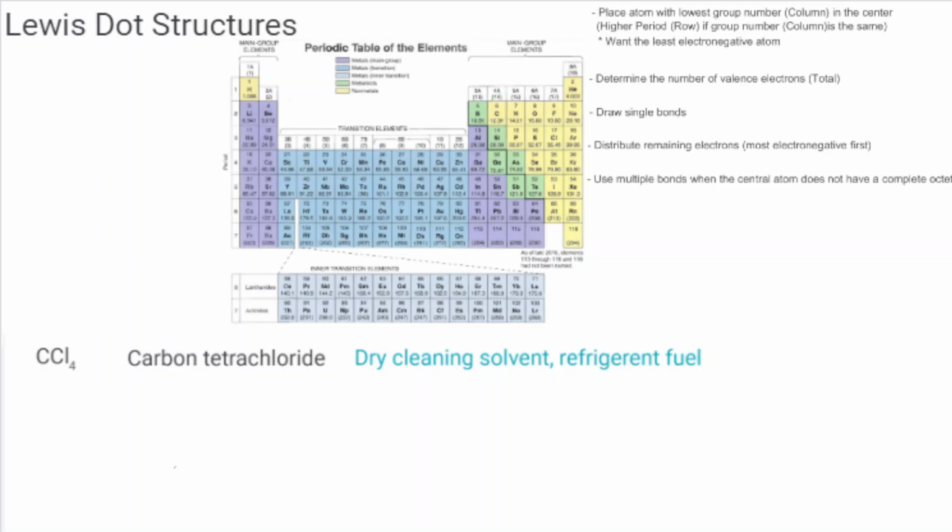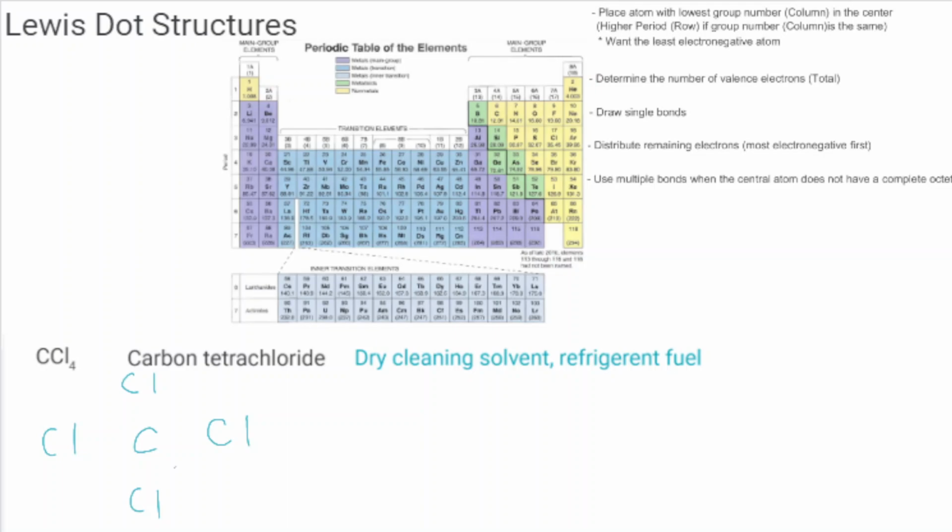So I'm going to draw carbon in the middle, and I'm going to surround that with chlorines. Now generally for Lewis dot structures, you want to draw everything in the coordinate system, so top, right, bottom, left, something of that nature.